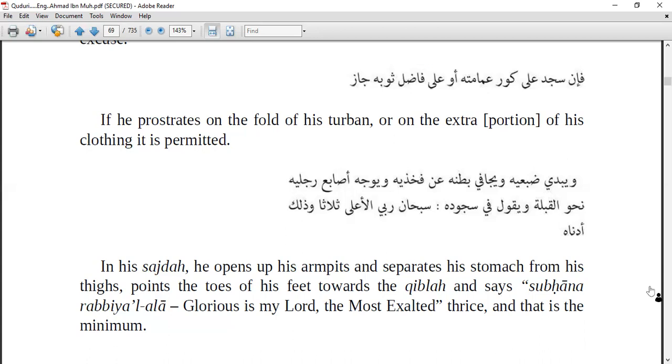What else do you do in the sajda? For the man, what he does is yubdi zabaihi. He opens up his armpits, right? Exposes them as much as he can. وَيُجَافِي بَطْنَهُ عَنْ فَخِذَيْهِ. And he separates his stomach from his thighs. So when making the sajda, he should stretch far enough that his stomach is not touching his thighs, right? وَيُوَجِّهِ أَصَابِعَ رجليه نحو القبلة, and his toes should be bent and pointing towards the Qibla.